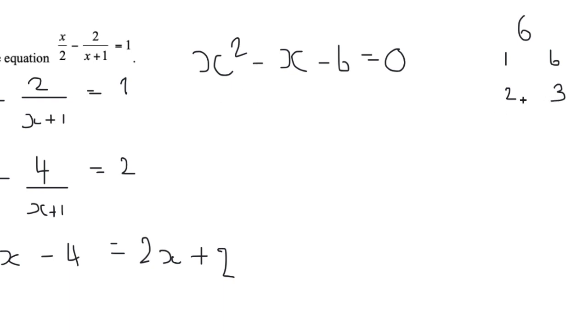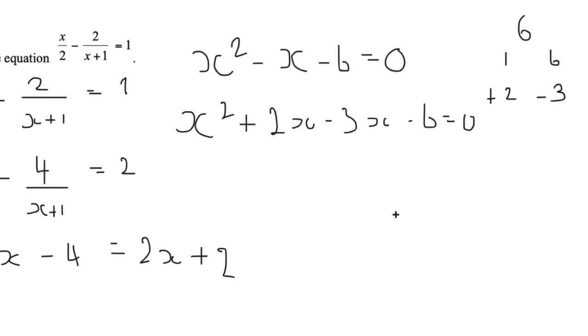So I'm going to do 2 and have a positive 2 and a negative 3. And we're going to replace this x in the middle with 2x and negative 3x. If we work that out, it will get back to our minus x, but that helps us factorise. We're then going to split it down the middle and factorise this one first. So we've got x on the outside and x plus 2.